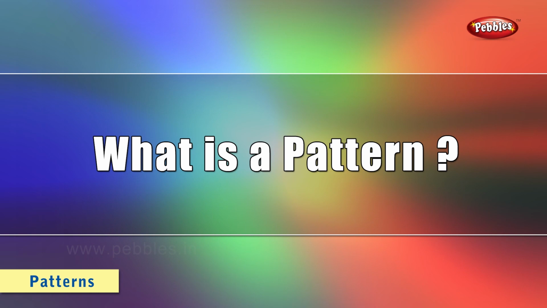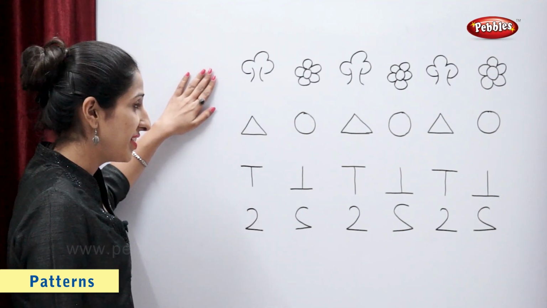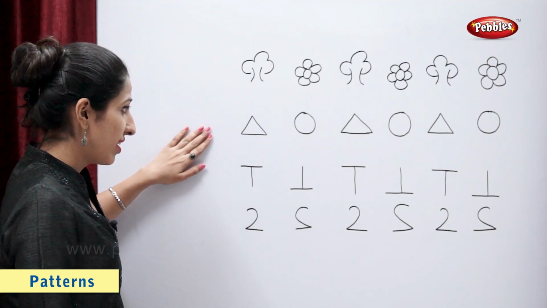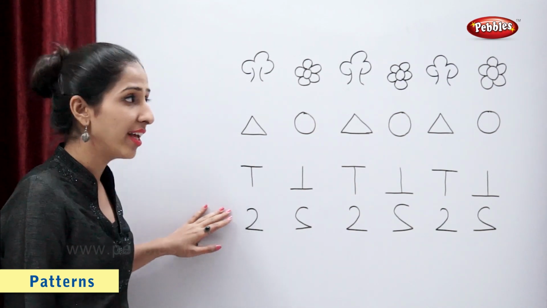Patterns. If any numbers, shapes, letters or figures are repeated in a definite sequence, then it is called a pattern. The elements of a pattern follow a definite rule. For example, we can have patterns with any figures, shapes, letters and numbers.